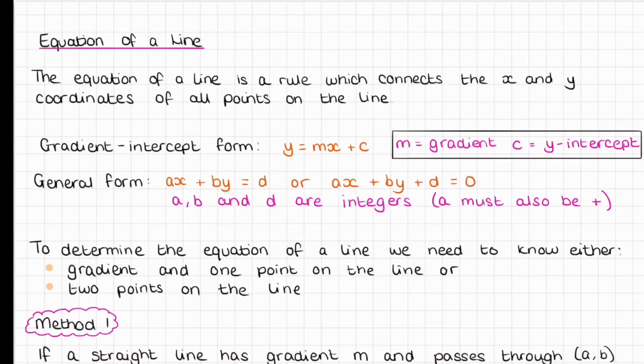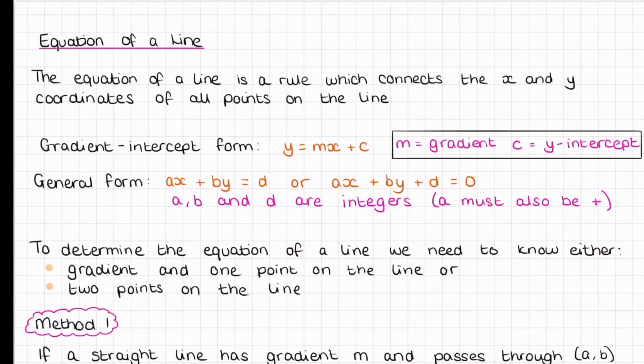Now we're going to look at the equation of a line. So the equation of a line is a rule which connects the x and the y coordinates of all points on the line. Now with a straight line or a linear line, we've got a couple of different forms we will use. So we have the gradient intercept form, which is y equals mx plus c, and m is the gradient and c is the y-intercept.